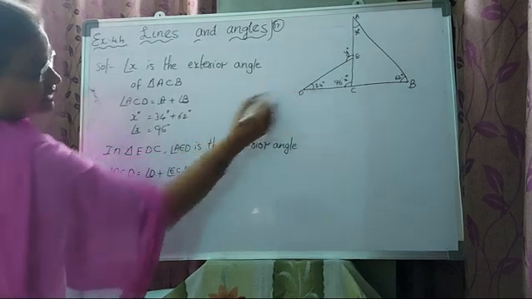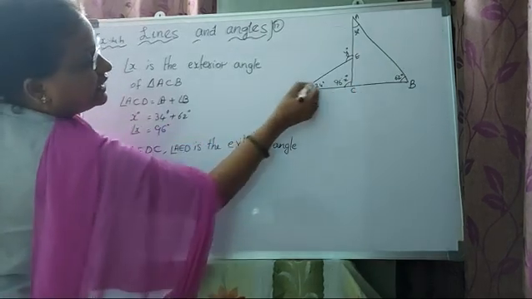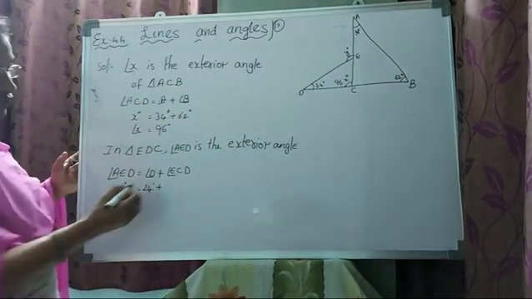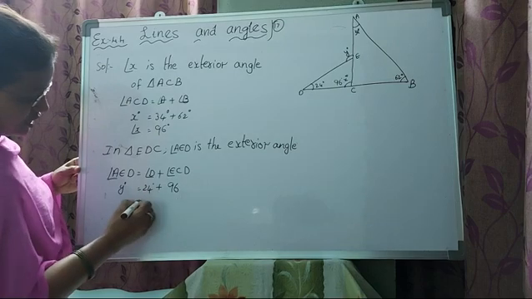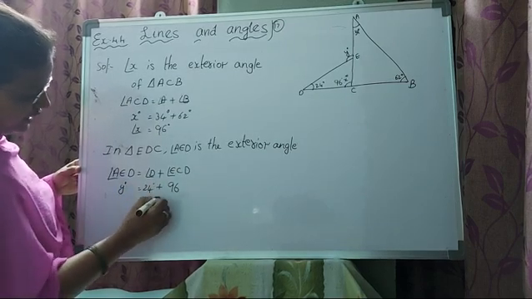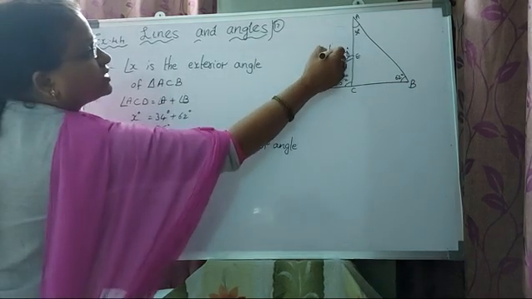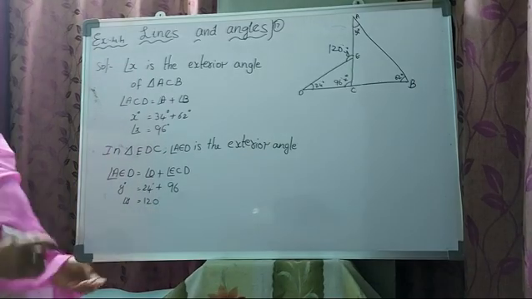is angle D, he has given 24 degrees, plus angle ECD, which we already found just now as 96. So 4 plus 6, 10. 9 plus 1, 10. 11, 12. 120 degrees. Angle Y is 120 degrees. That's what he asked you to find out.